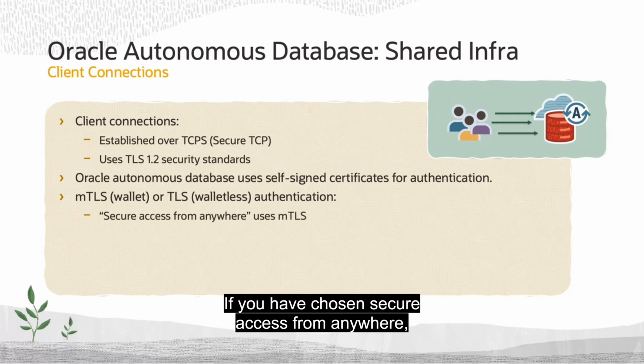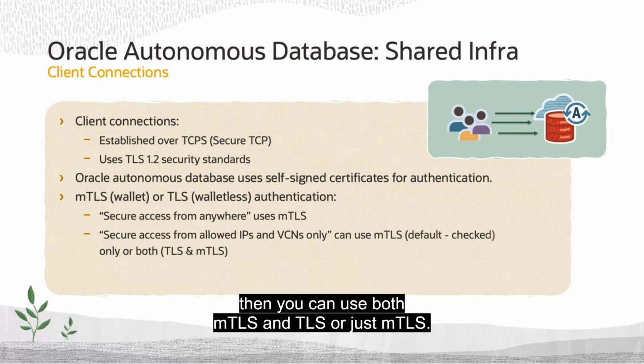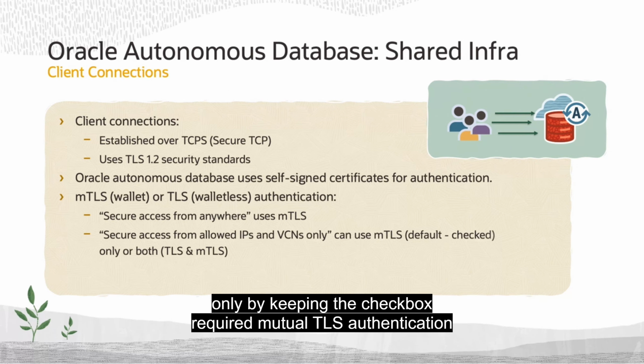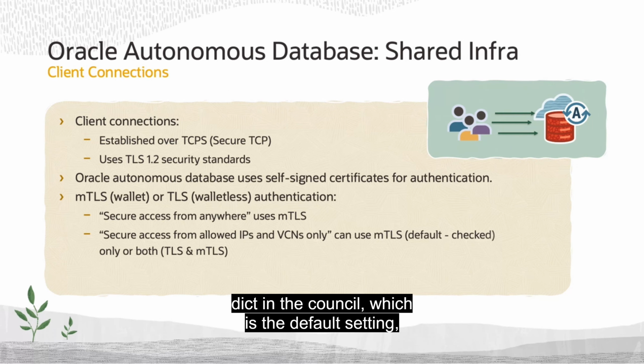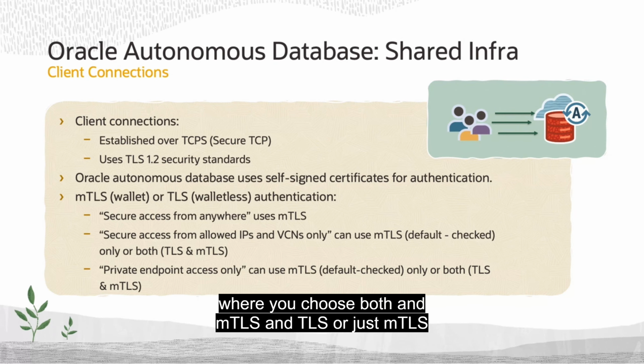access you have chosen. If you have chosen secure access from anywhere, then it enforces MTLS-based authentication. If you choose secure access from allowed IPs and VCNs, then you can use both MTLS and TLS or just MTLS. You can restrict authentication to use the MTLS method only by keeping the checkbox Require mutual TLS authentication ticked in the console, which is the default setting, as we saw in the previous image. It's the same behavior if you choose private endpoint access only, where you can choose both MTLS and TLS or just MTLS by keeping the default settings.